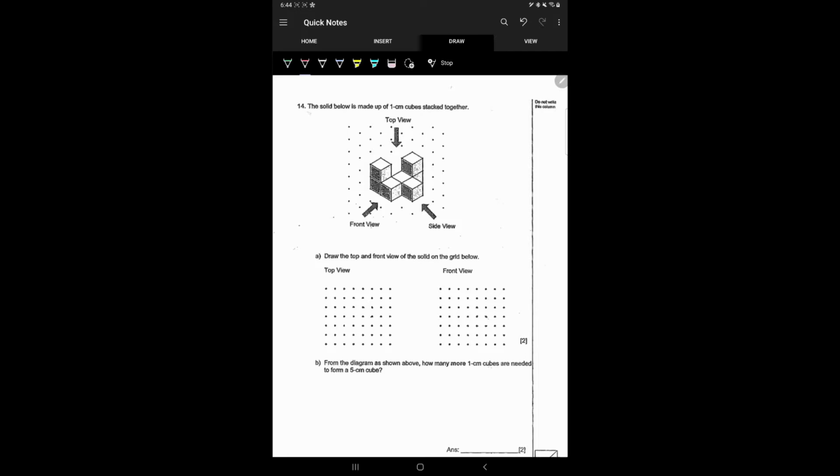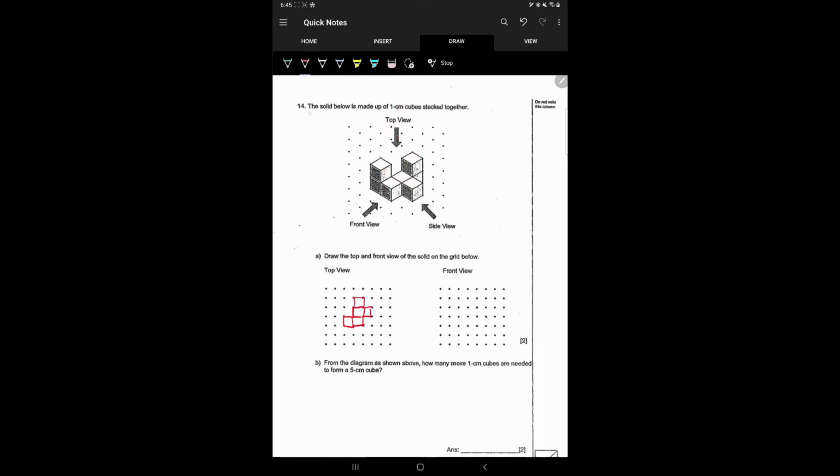Alright, so question number 14. They want you to draw the top view, which is here, and the front view, which is here. So let's start with the top view. So top view is basically if you have your eye and you're looking down from above. So what you would see is something like this, which is this one over here. This another box here, which is this one over here. One box here, which is this. This one will be here. And the last one will be on top here.